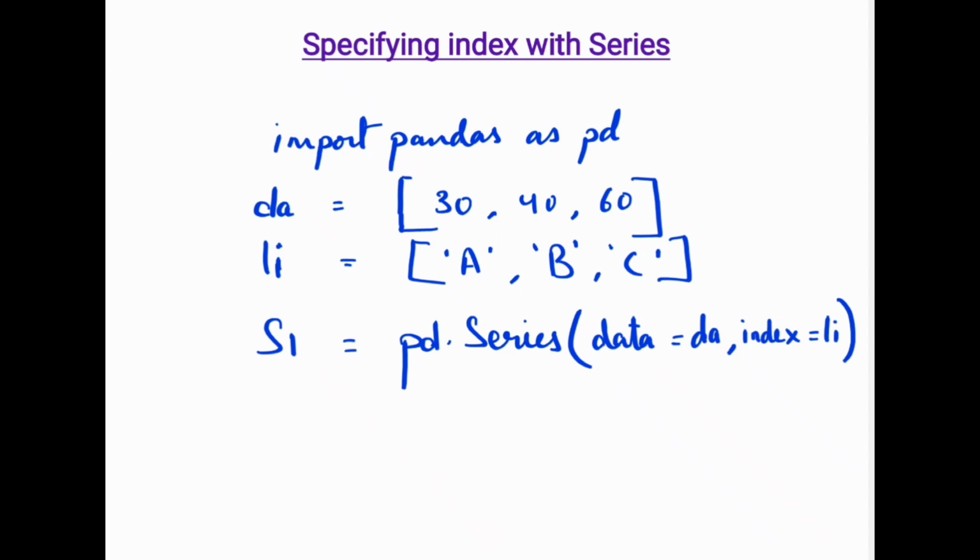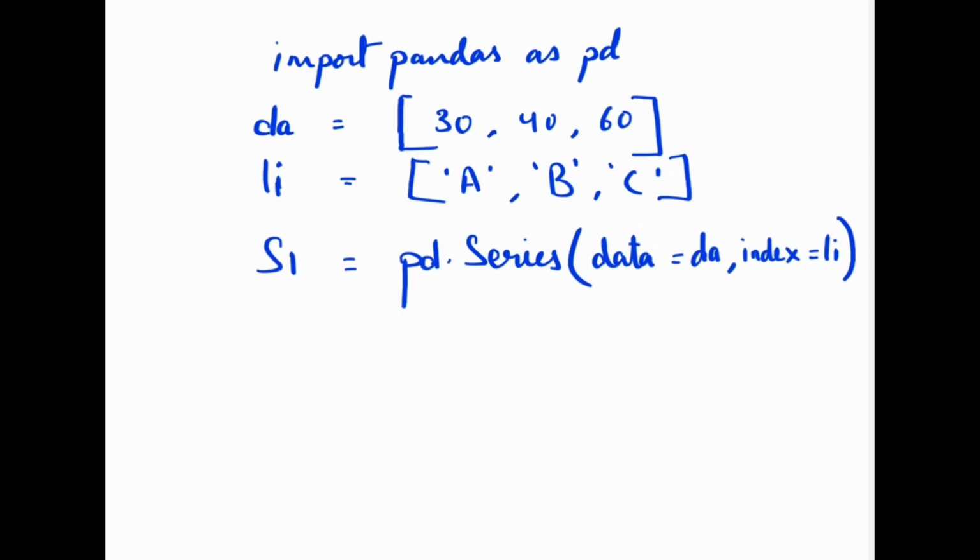Now what this complete 4-line syntax will do is create a series with indexes as A, B, C. Now you can see that the default index 0, 1, 2 is replaced. Now we have an index which is A, B, C, and the corresponding values will be 30, 40, 60. Okay, hope I am clear that A, B, C has become the new index. The previous default index was 0, 1, 2.